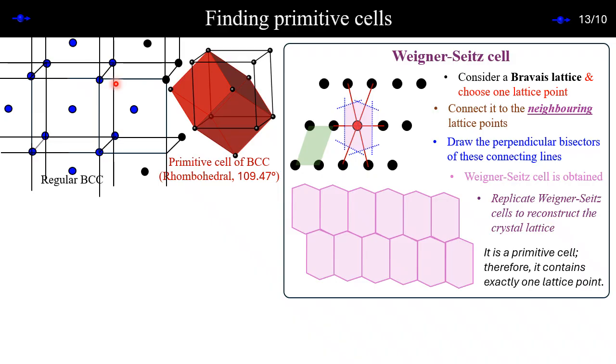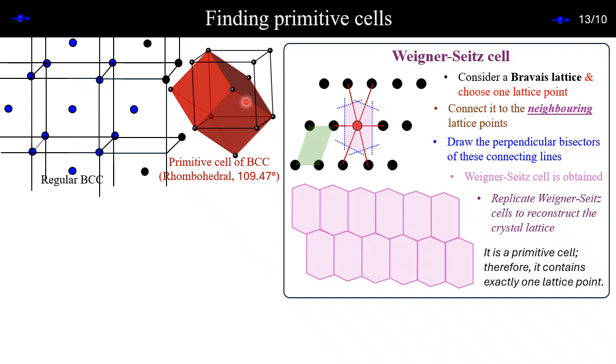Now we need to move from 2D to 3D. So the example is here. I can tell you this process will be much easier than this cube, or this is not a cube, this is rhombohedral.